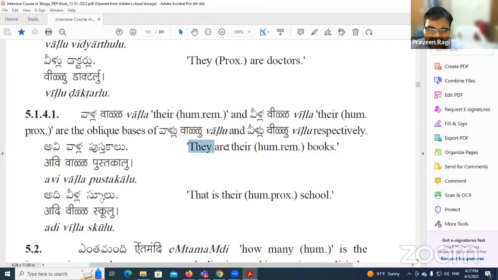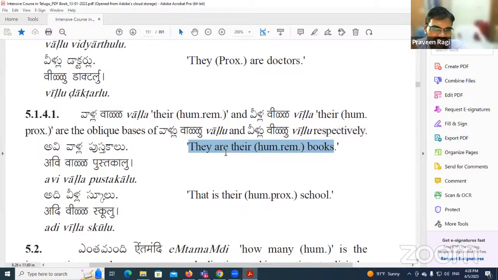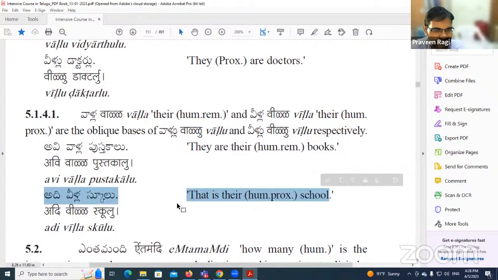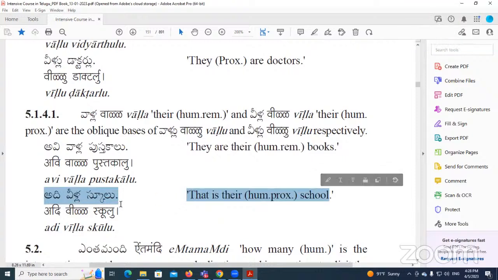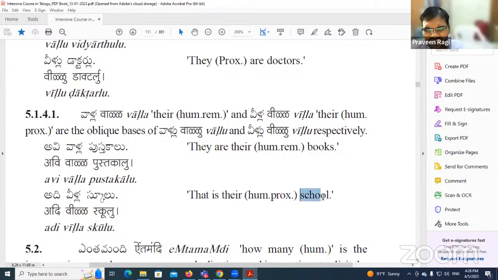Okay, so can you make any other sentence by changing any one word? Let's practice. ఓకే. అవి వాళ్ళ పెట్టెలు. Yes, they are their boxes. Perfect. Okay, you can read this one and try one more sentence in Telugu. అది వీళ్ళ స్కూల్. Okay. That is their school. And now you can think of any other word instead of school and translate it to Telugu.